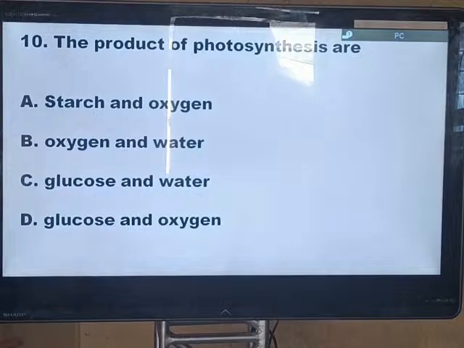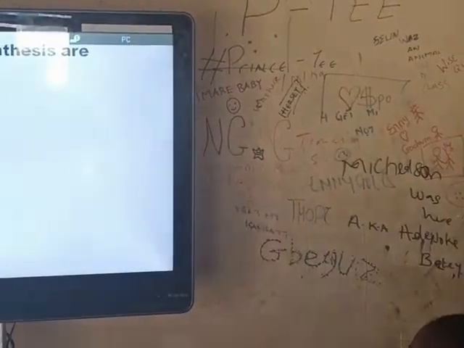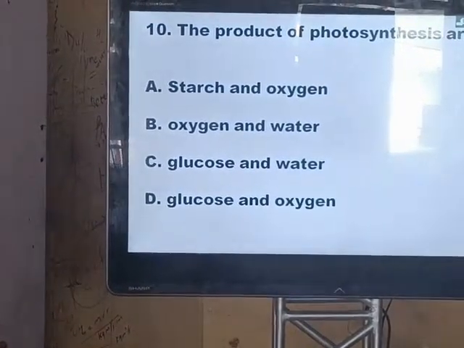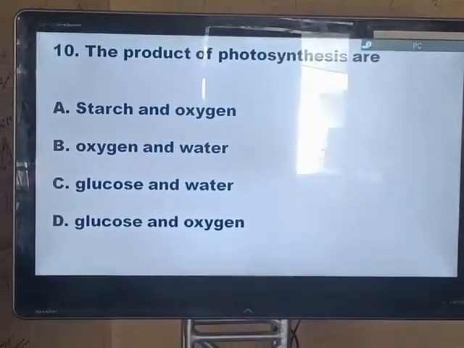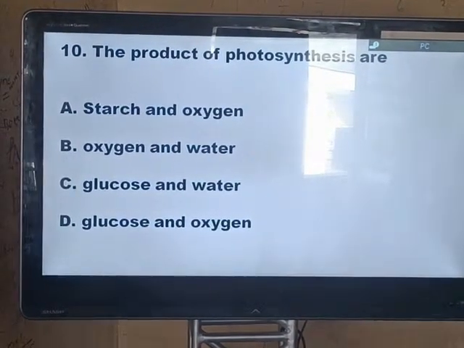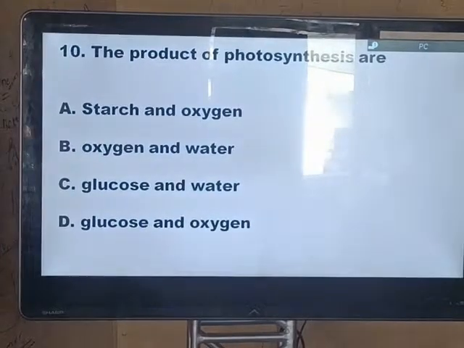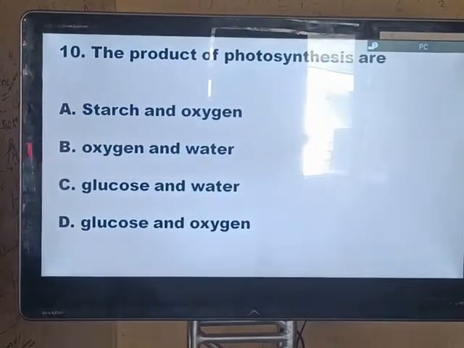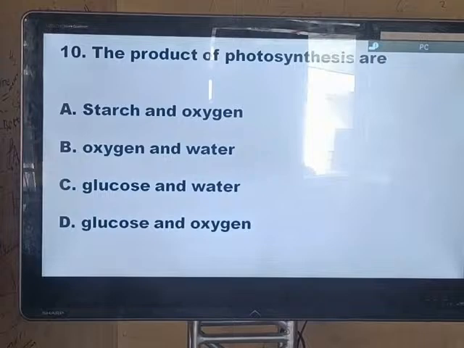So we know that the raw materials used by green plants for photosynthesis are water and carbon dioxide. They are the two major raw materials needed for photosynthesis. But we also have other factors that are internal factors, like enzymes. For example, enzyme is an internal factor, like chlorophyll is an internal factor as well. So the correct answer for number 10 is D. Glucose, the immediate product of photosynthesis, and oxygen, the byproduct of photosynthesis. Let's go to number 11.